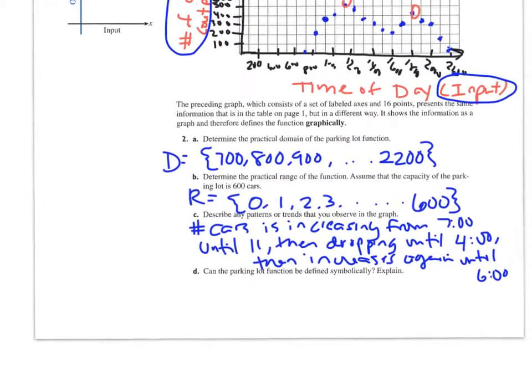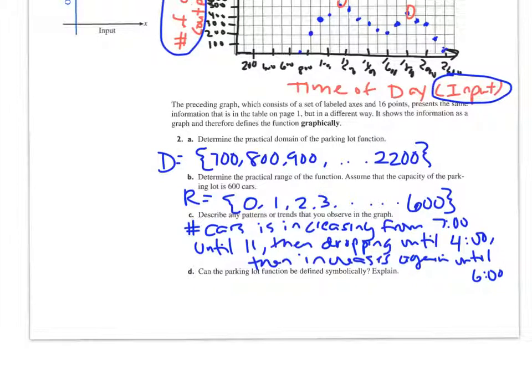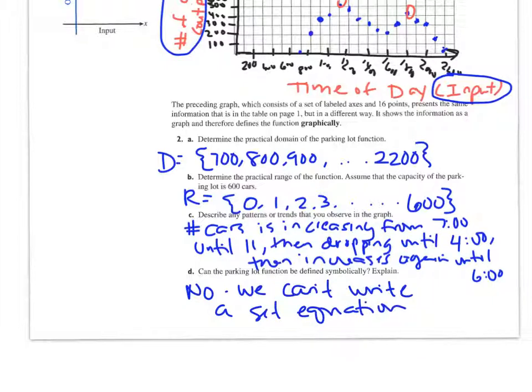Can the parking lot function be defined symbolically? There would have to be some kind of steady pattern, it doesn't have to be linear, but some kind of steady pattern here, which we don't see. We see some little patterns, but not something that I could write an equation for. So no, we can't write a set equation for this situation. This is why I am not going to connect those ordered pairs.